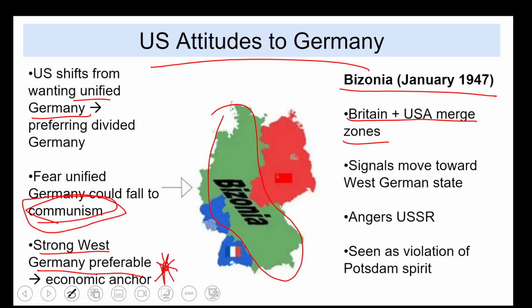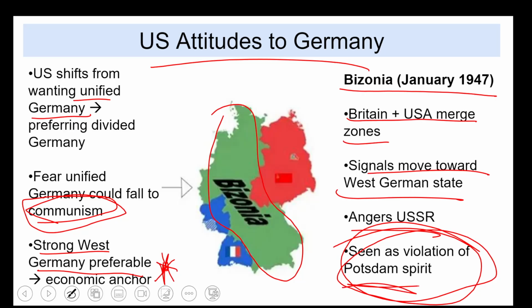That's the key thing here that angers the USSR significantly, because it's a move towards a West German state, and Stalin sees it as a violation of the Potsdam spirit, the idea of dividing Germany into 4 zones and having these different influences in Germany.